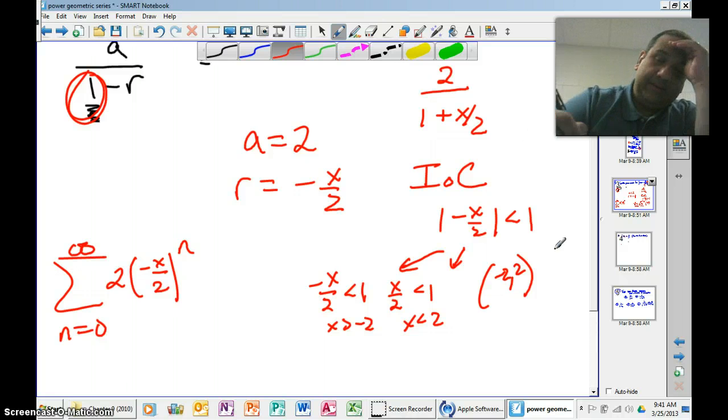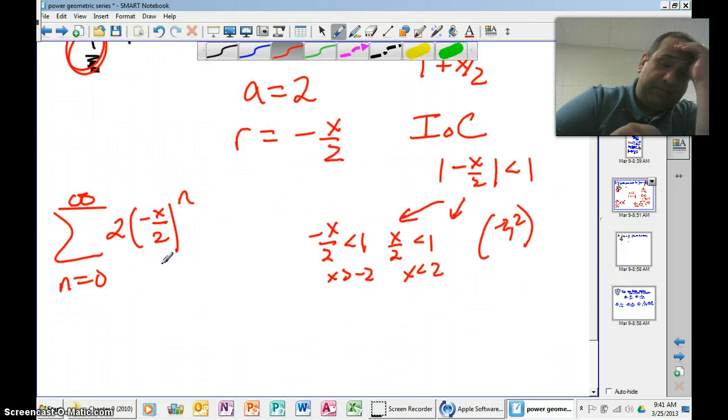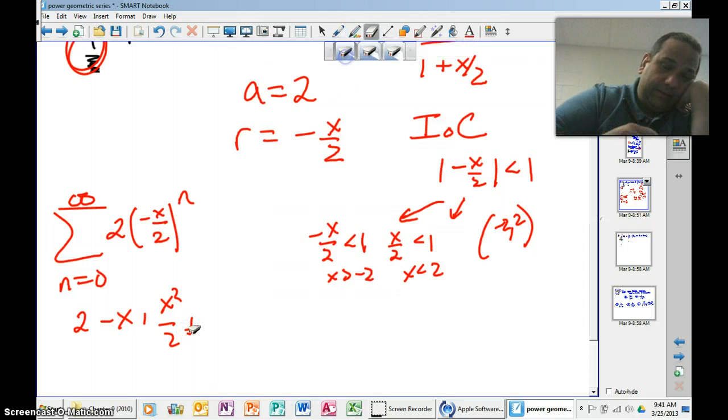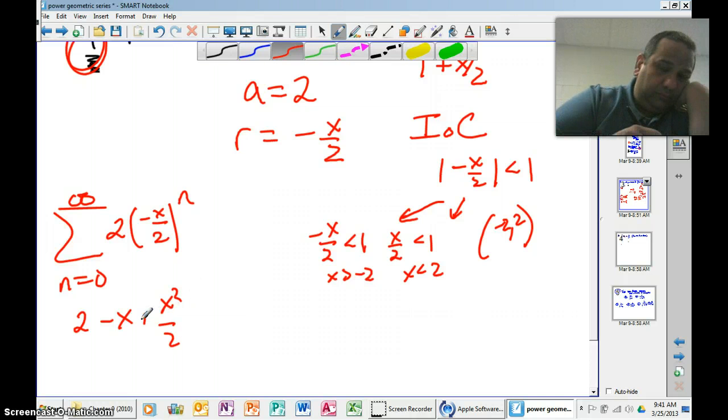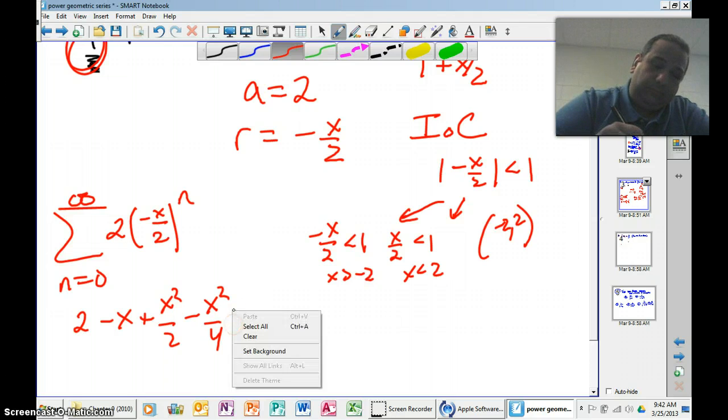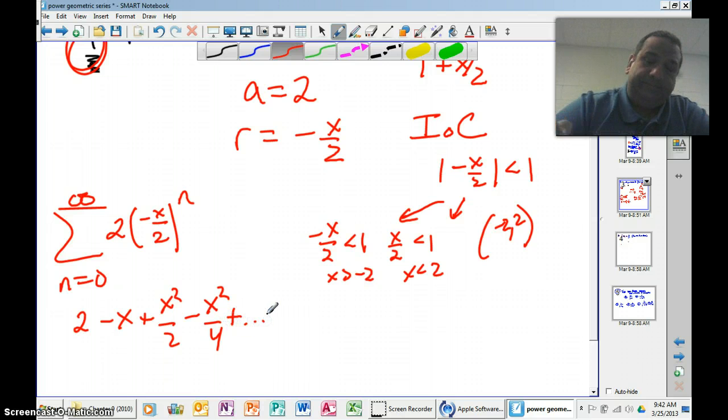That one's easy. And now I can go over here and put in n equals 0 and get 2 minus x plus x squared over 2 minus x cubed over 4, etc. Okay? Plus dot, dot, dot.